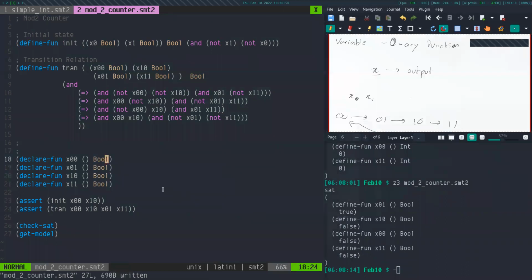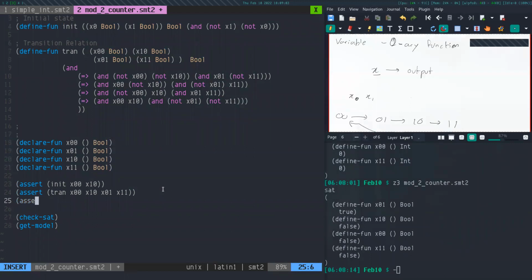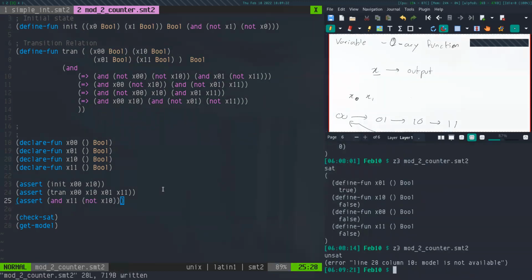That is correct. Now if we add another assert, let's say that after 0 we are directly getting 2. So let's say that x11 is true and x10 is false. This should not happen. And it says unsat. Right? So was this clear?